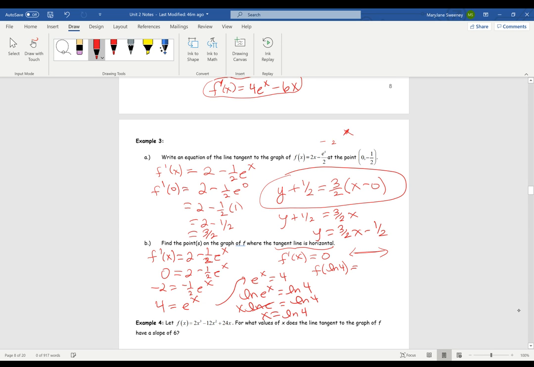So that's going back to the original f of x function. So it's 2 times ln 4 minus e to the ln 4 over 2. So here we reverse the power rule. It's ln of 4 to the second minus e to the ln 4 is 4. So this is ln 16 minus 2. So the point is the x, ln 4, comma, ln of 16 minus 2. That's our point.